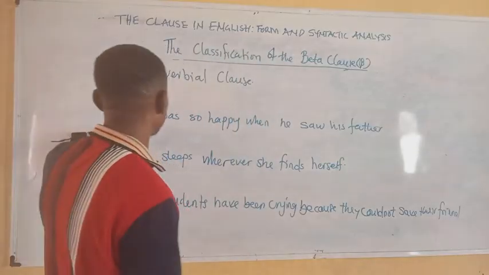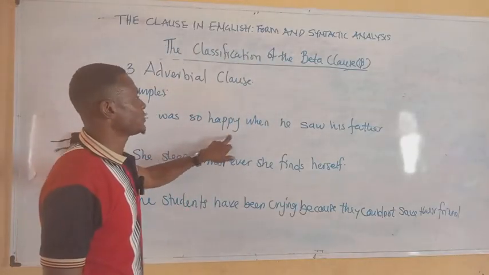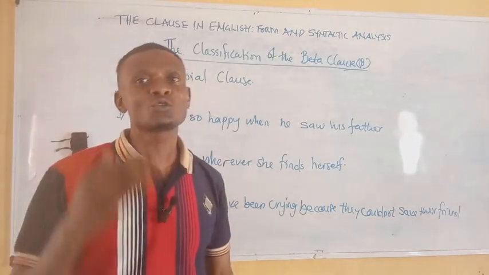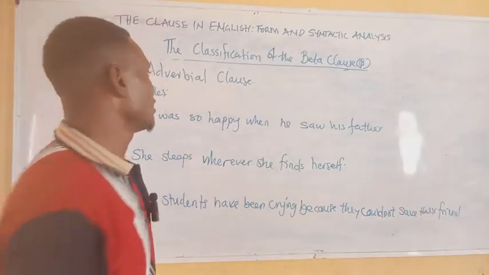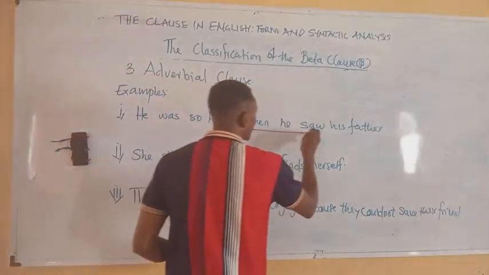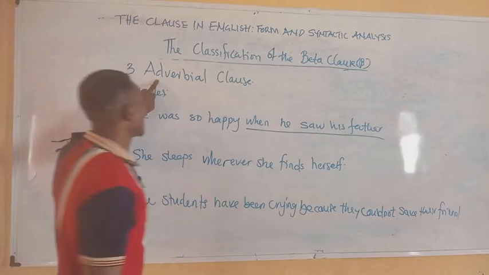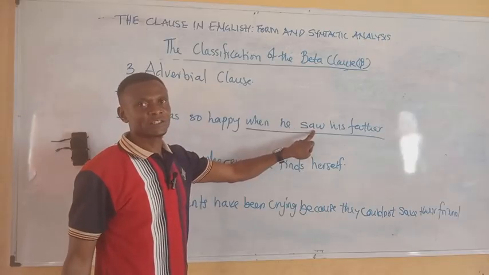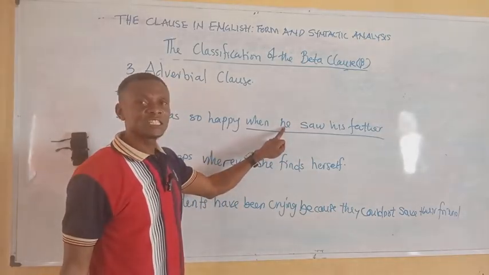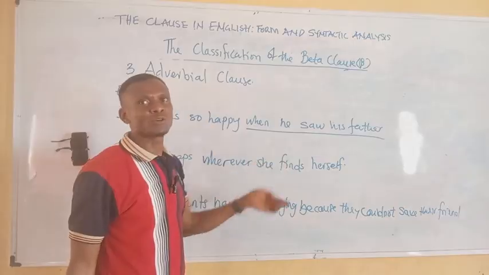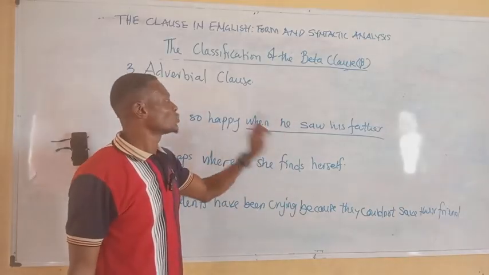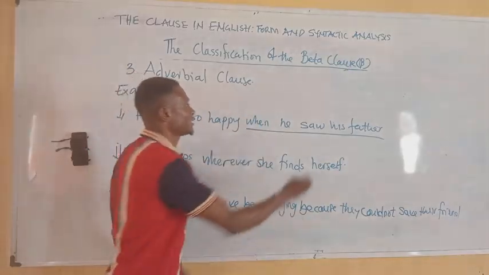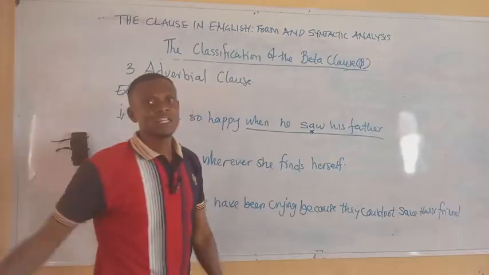Example, number one: he was so happy when he saw his father. When he saw his father is an adverbial clause. Why is it a clause? It contains a predicate. Sometimes the subject is not compulsory. So the compulsory element in a clause is what? The predicate, like so here in number one.